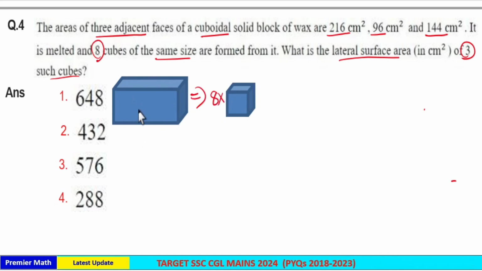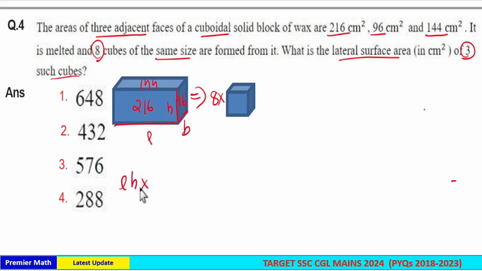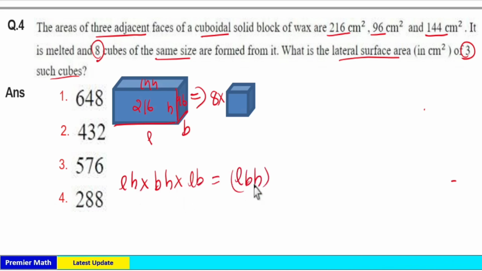Here the areas of 3 faces are given as 216, 96 and 144. And here this is the length, this is the breadth and this is the height of the cuboid. 216 is equal to length into height, and 96 is equal to breadth into height. 144 is length into breadth. Now we have L, B and H. So this is LBH square, which is equal to the product of these three areas.